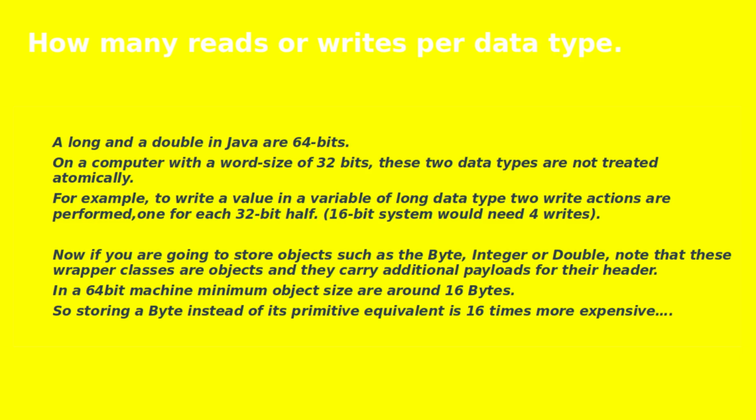Now, if you are going to store objects such as Byte, Integer, or Double, note these wrapper classes are objects, and they carry additional payloads for their headers. So, on a 64-bit machine, the minimum object size is around 16 bytes. So storing a Byte, and I'm talking about the wrapper Byte, the capital B Byte, instead of its primitive equivalent, is around 16 times more expensive.